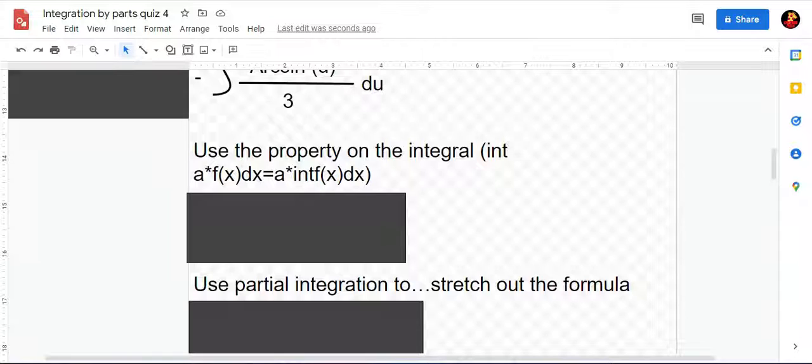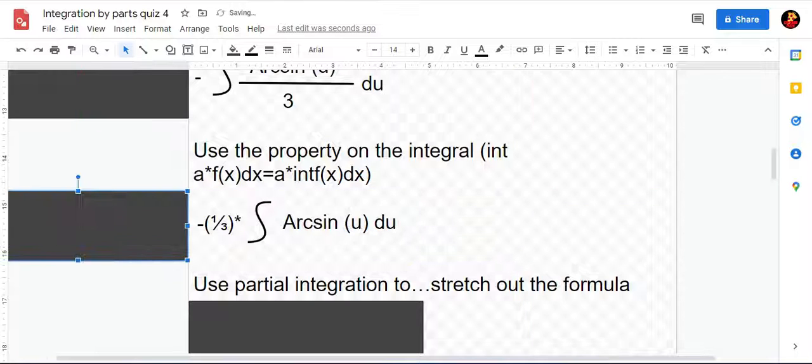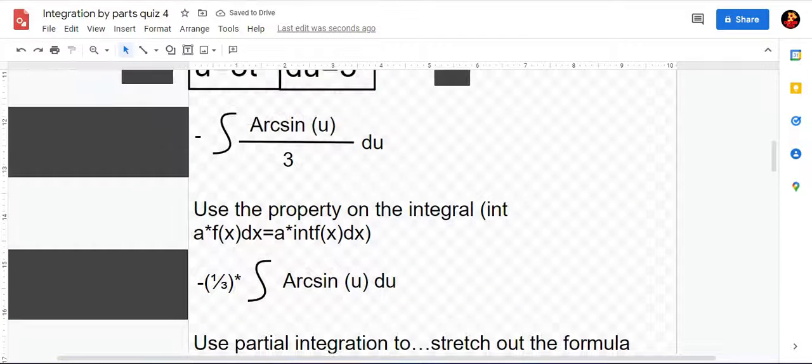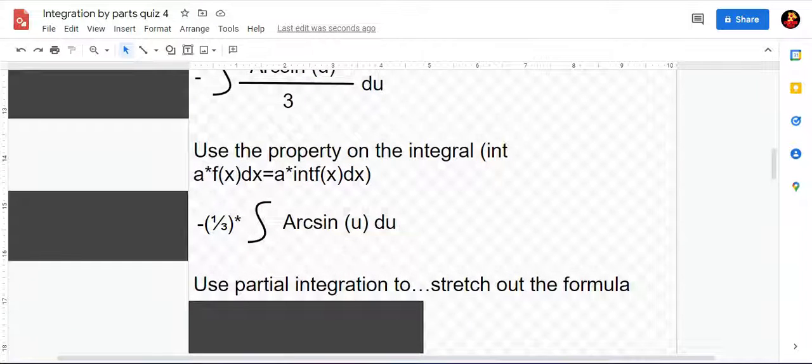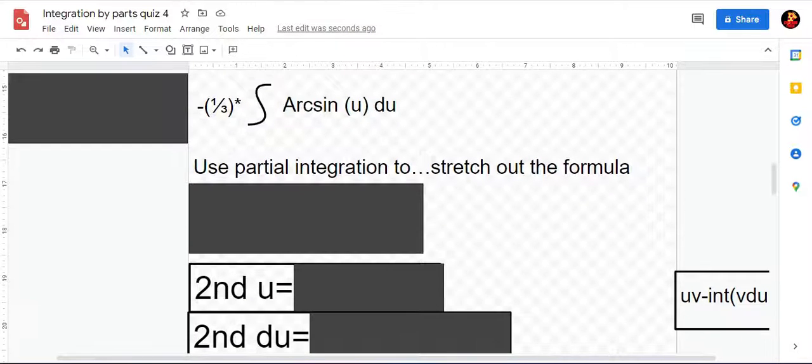The next step is to use the property of the integral, which in the formula is the integral of a times f(x) dx equals a times the integral of f(x) dx. Basically, we just translate from the formula we had to the formula we need now. I think it'd be easier if I show you a picture. Here it is. So what we did was take out the 3 and move it to the outside with the negative. So now it's negative 1/3 times the integral of arcsine u du. Look at that, it's getting simpler.